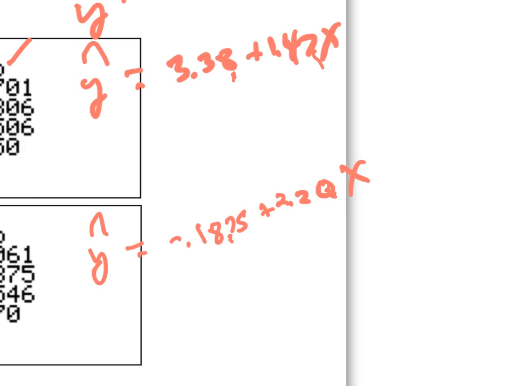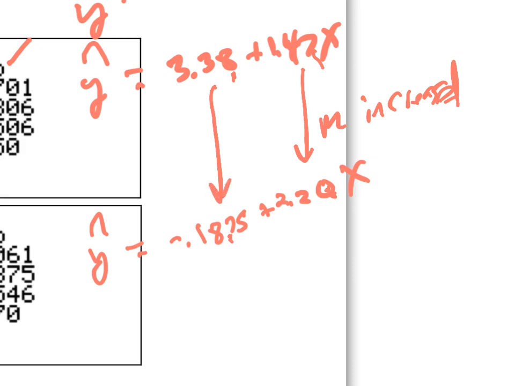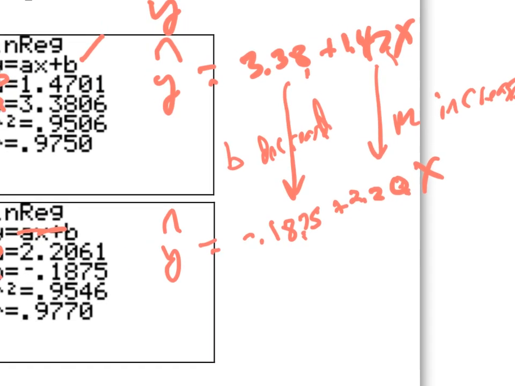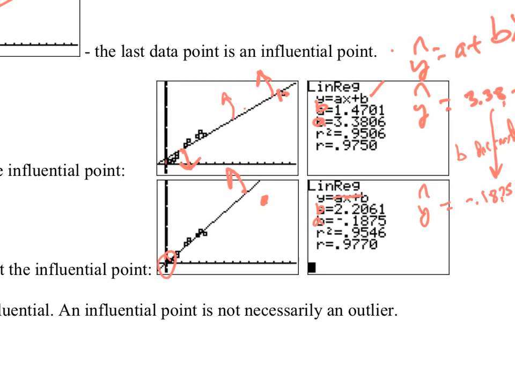The slope increased, got steeper, and the y-intercept decreased. All of this happened because of this influential point was pulling the line. So basically, by removing it, the whole line just shifted up. But the steepness changed, causing the y-intercept to change and the slope to change. That's very important to make that observation.